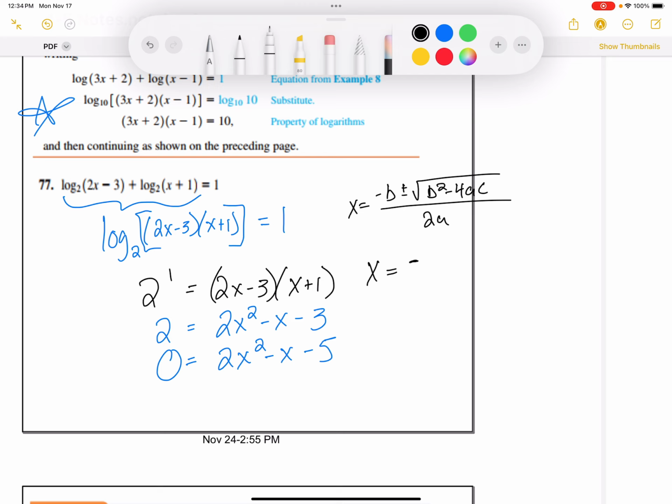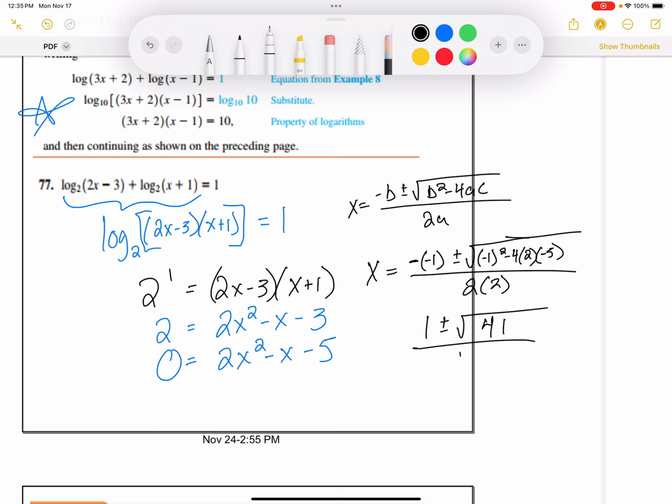So negative negative 1 plus or minus the square root of negative 1 squared minus 4 times 2 times negative 5, all over 2 times 2. So that's 1 plus or minus the square root of 1 plus 40, so 41, all over 4.